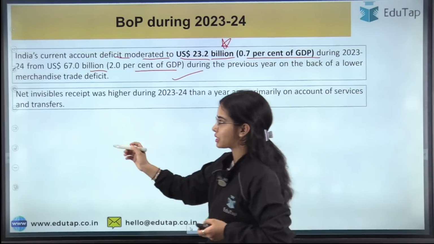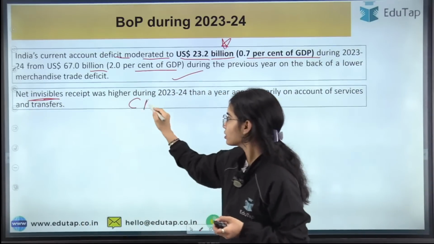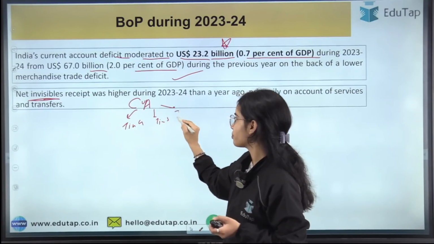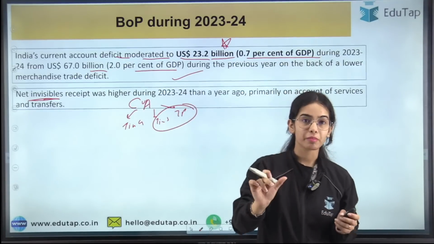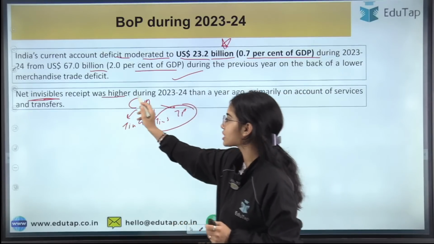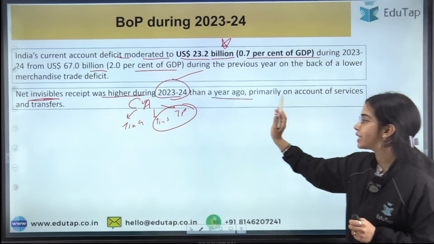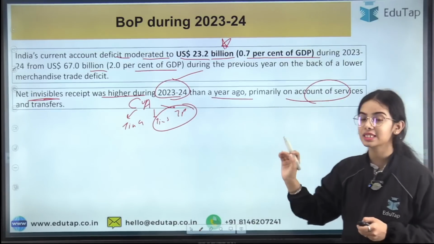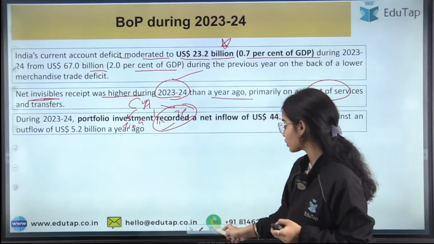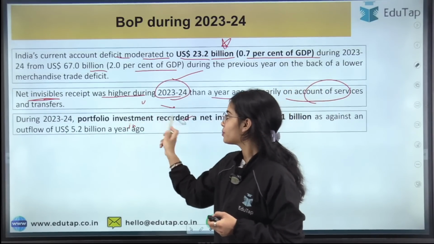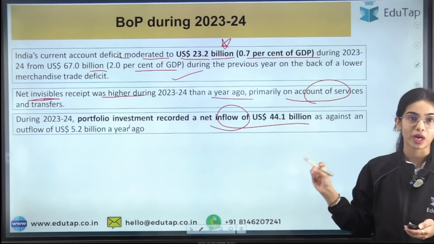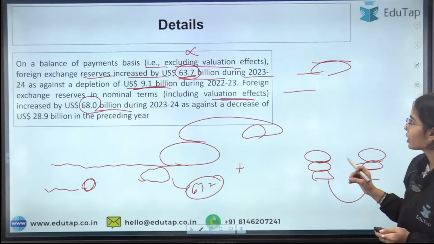Next is net invisibles. The current account has trade in goods, trade in services, and transfer payments. The trade in services and the transfer payments are considered the invisible trade. So the net invisible trade was higher during 2023-24 than a year ago, primarily on account of services and transfer payments. That is included in the invisible trade. The portfolio investment has recorded a net inflow of $44.1 billion, which I have shown you here also.